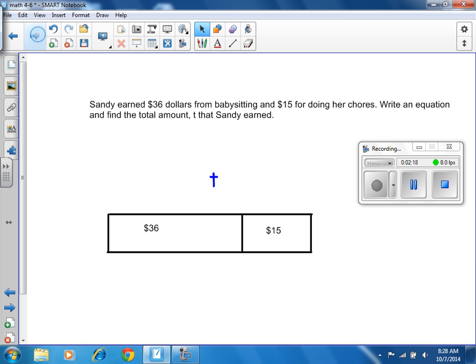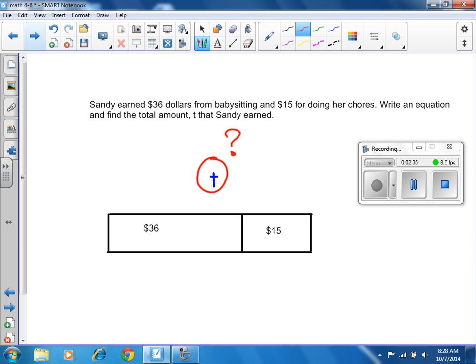Take a look at the next problem. Sandy earned $36 from babysitting and $15 for doing her chores. Write an equation and find the total amount, T, that Sandy earned. So we're using a T instead of a question mark now. This is how you set it up if you're doing addition.